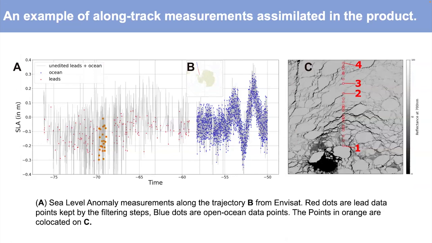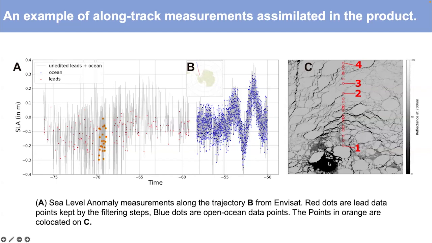But just here is to give you an example of what is integrated into the product that you saw under the hood. So it's also a way for us to validate the product. So here you have an along track. So it's basically all the sea level anomalies that have been measured by the satellites along this track here, the track B. In blue, we have open ocean data points, and in red, we have leads data points, so observations above the sea ice cover.